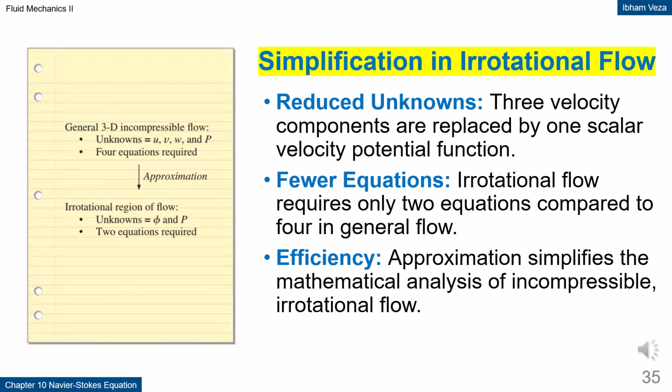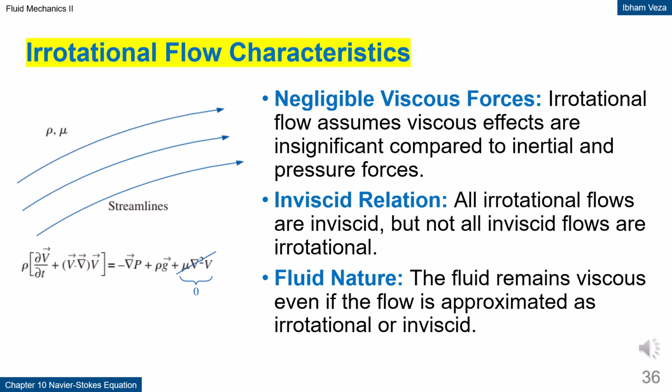Simplification in irrotational flow. In irrotational flow, the three velocity components can be replaced by a single velocity potential function. As a result, the number of equations that must be solved is greatly reduced. This significantly decreases the mathematical workload. This approach is very effective for incompressible and irrotational flows. However, this simplification is only valid as long as the irrotational assumption holds.